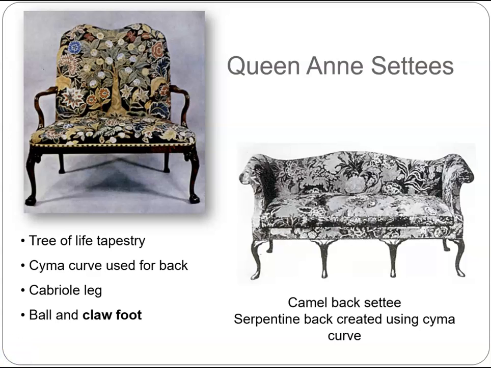The one on the right is a camelback sofa. A camelback sofa can be defined as a central raised area in between 2 lower sections. So here we see that central raised area, and you see it dipping down on both sections. And it has this kind of serpentine back, and that's created by using that cyma curve.